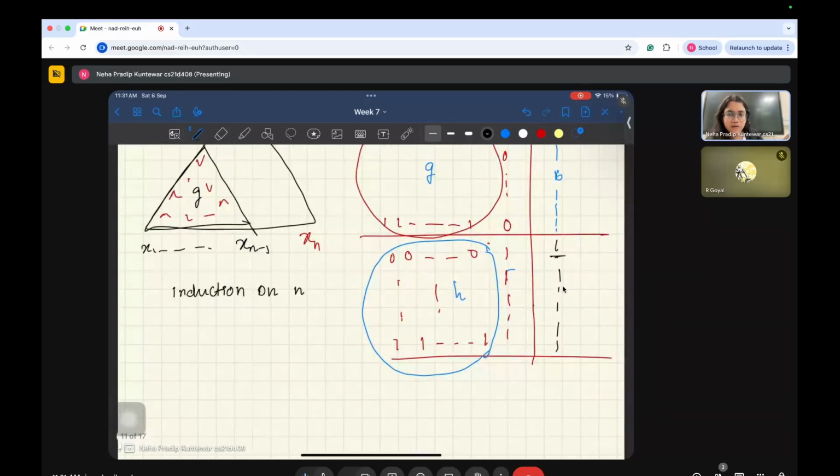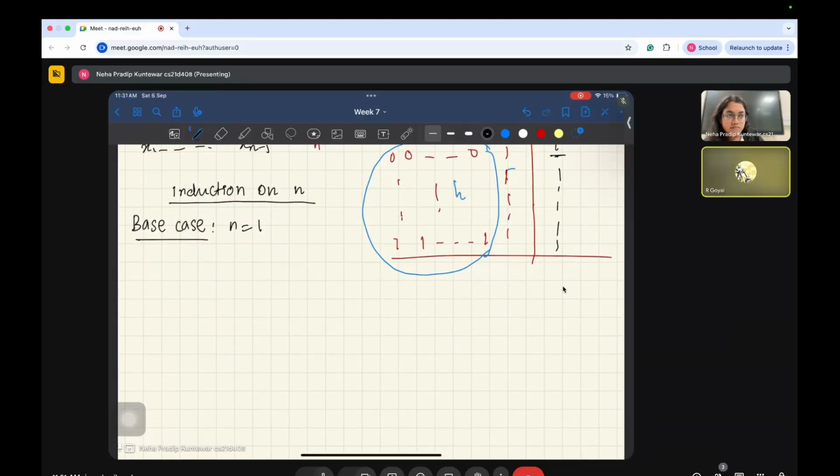So base case, what would be the base case? Let's do that quickly. Let's say n is equal to 2, even 1 is okay, so let's do 1. If n is equal to 1, then what are the functions that are possible on one variable that are monotone? This is 0, 1, and then 0 0, that's it. 0 0 or also 1 1.